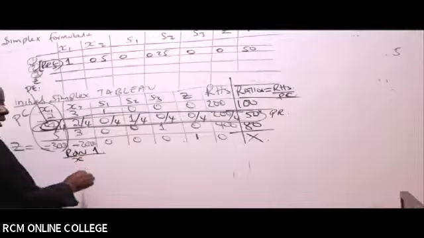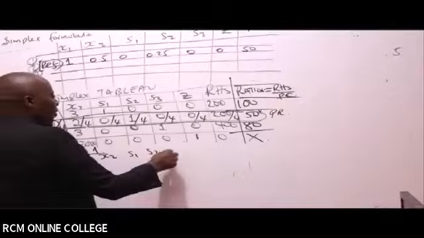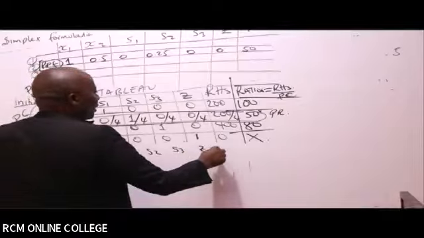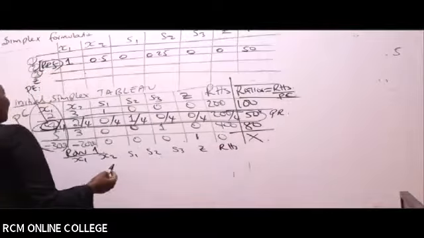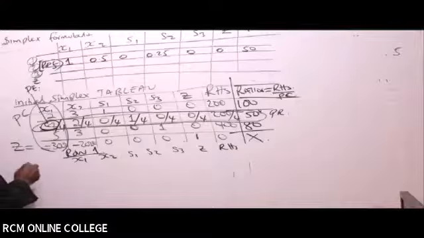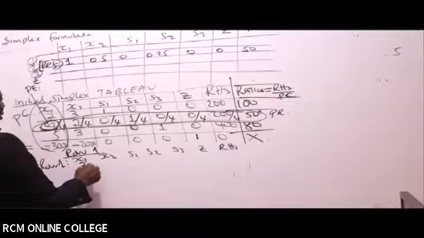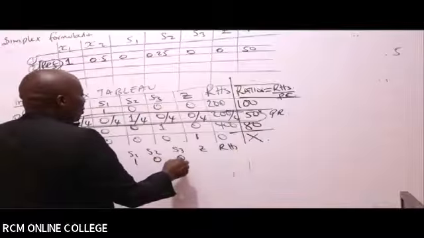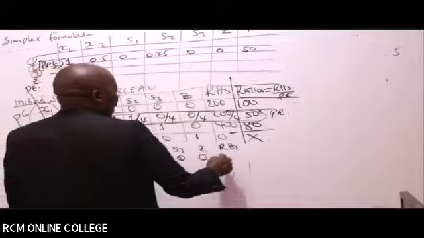So of course we have here x1, x2, s1, s2, s3. Then we have z if you wish. Then we have in this case here right hand side. If you wish, you can write them. So you take the old row 1. The old row 1, what do we have here? We have 2. We have 3. We have 1, 0, 0, 0. And then we have 200.